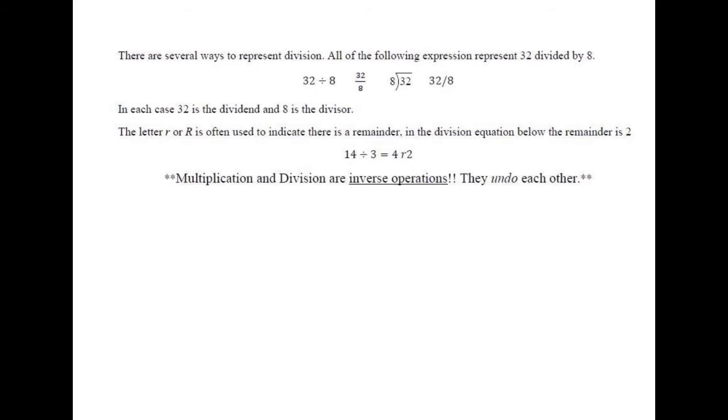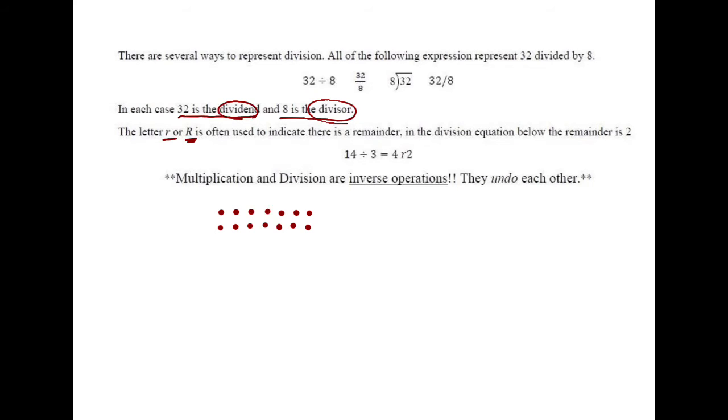So 32 is the dividend, and 8 is the divisor. And then the letter R, or capital, is often used to indicate there is a remainder. Sometimes you will make the remainder into a decimal or into a fraction, but if you want to write it just as a whole number, that's what it means. Okay, so let me show you an example of what the remainder looks like.